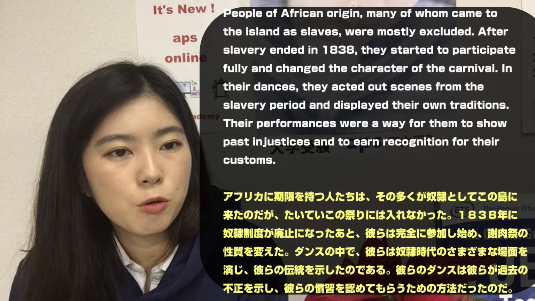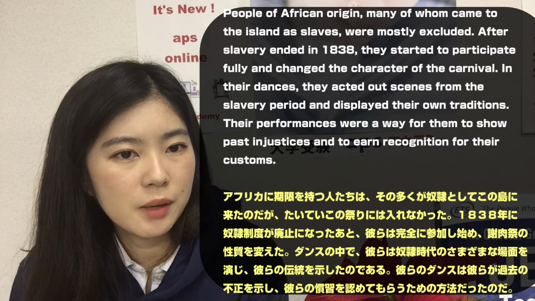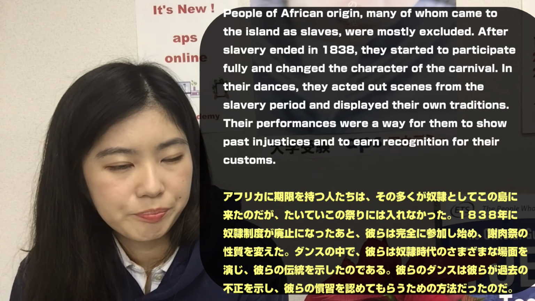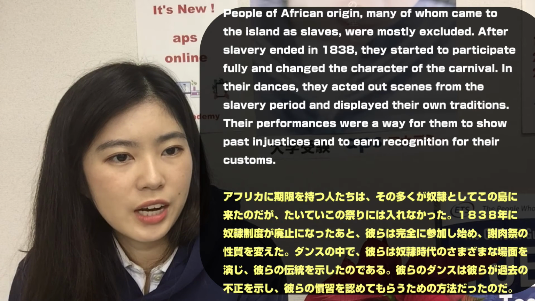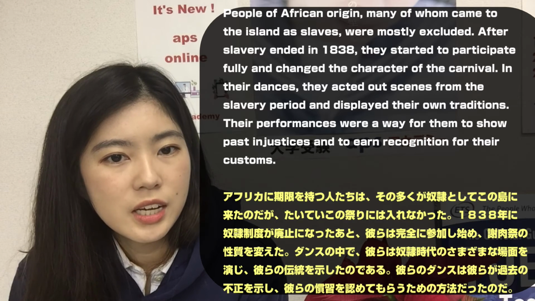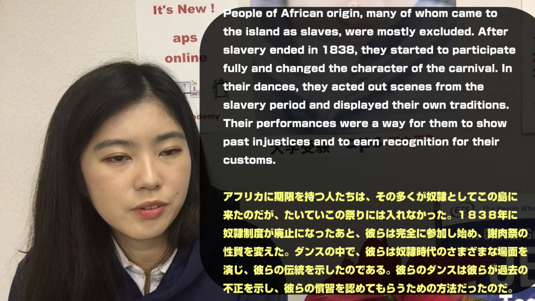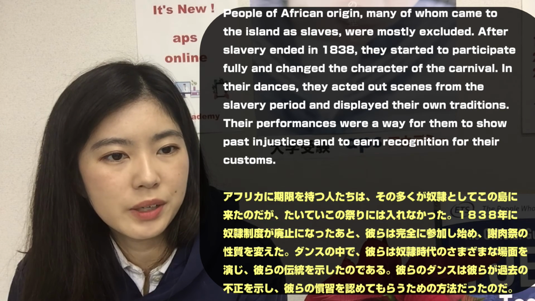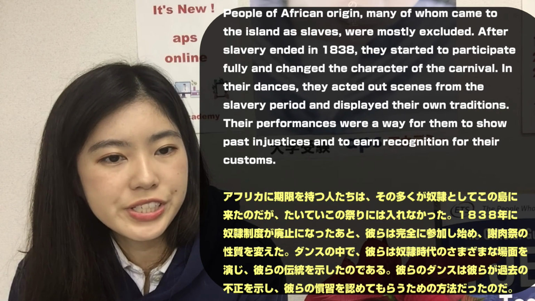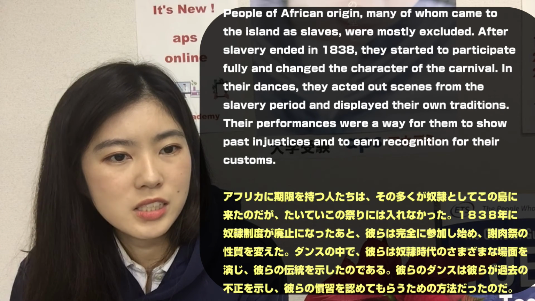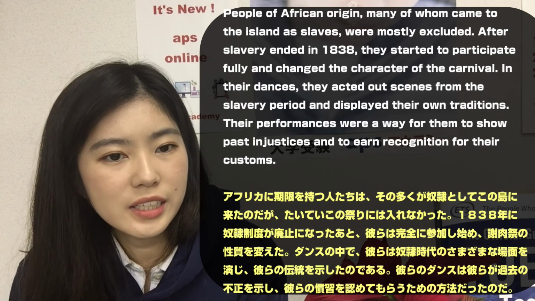People of African origin, many of whom came to the island as slaves, were mostly excluded. After slavery ended in 1838, they started to participate fully and changed the character of the carnival. In their dances, they acted out scenes from the slavery period and displayed their own traditions. Their performances were a way for them to show past injustices and to earn recognition for their customs.